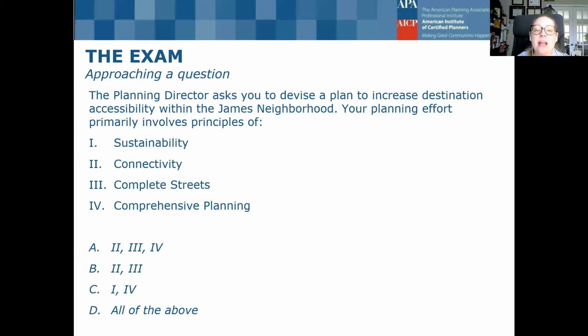Okay, last one, I promise. The planning director asks you to devise a plan to increase destination accessibility within the James neighborhood. Your planning effort primarily involves principles of sustainability, connectivity, complete streets, and comprehensive planning.